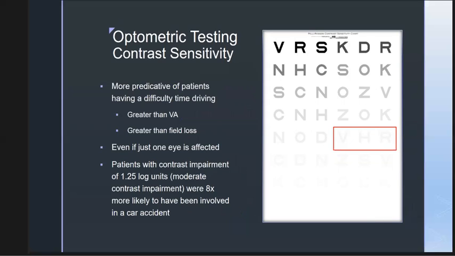Contrast sensitivity impairments are more predictive of patients having a difficult time driving than visual acuity or field loss. A study was conducted where they created a contrast impairment in one or both eyes of otherwise 20/20 subjects. Subjects consistently performed poorer on driving tasks than the individuals with a visual field defect or visual acuity loss. And patients with a moderate contrast impairment, something in the area of 1.25 log units, were 8 times more likely to be involved in a motor vehicle accident. Those statistics were the same whether it was one eye or both eyes. So even your patients with a pretty dense cataract in one eye are going to struggle behind the wheel.